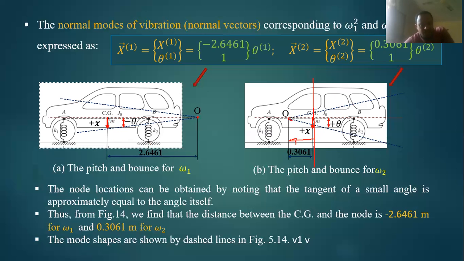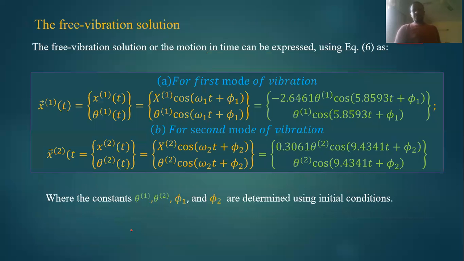The pitch is theta and the bounce is x. The pitch and bounce of omega 1 and omega 2 can be represented like this. The node locations can be obtained by noting that the tangent of a small angle is approximately equal to the angle itself. So this is all about this equation.